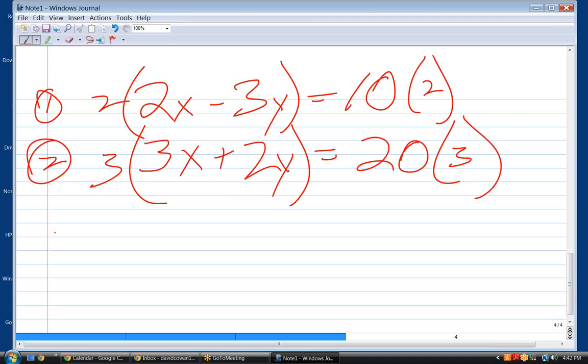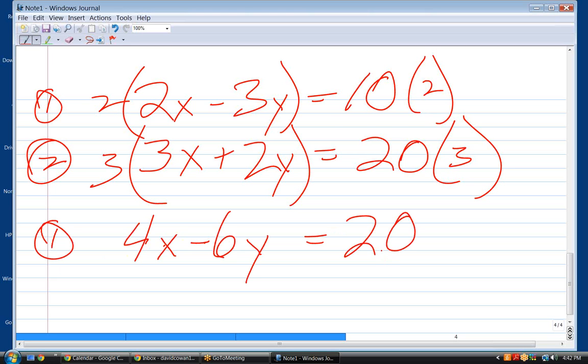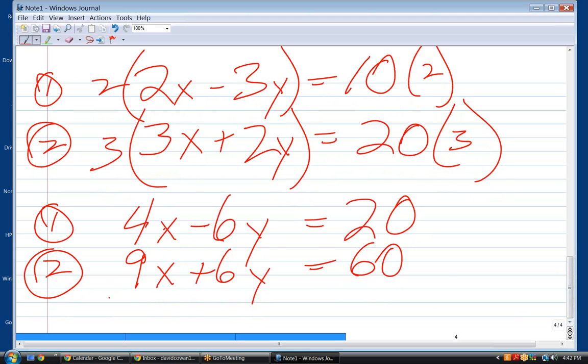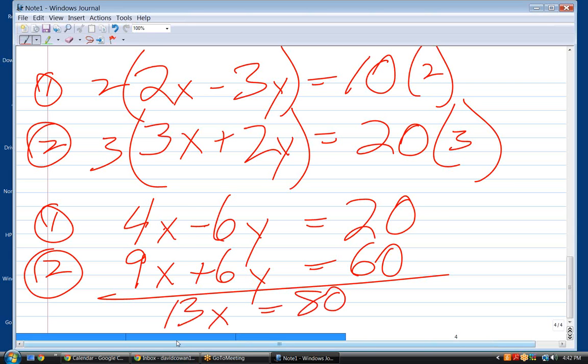well, notice what happens. My new equation 1 becomes 4x minus 6y equals 20. Second equation becomes 9x plus 6y equals 60. Now I can work with the new equations 1 and 2. In other words, notice that if I add these together, the y's disappear. In other words, I can get a variable to be eliminated. 13x equals 80. I can solve for x. I can go back, plug that in, and solve for y.